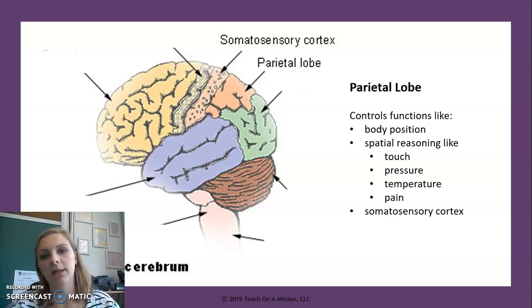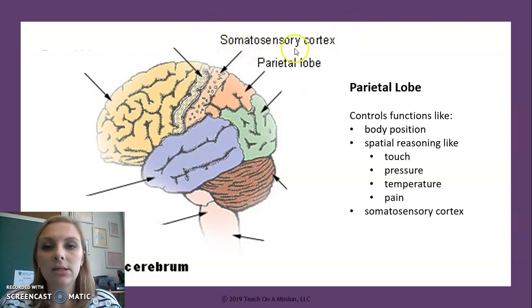Okay, the next one, the parietal lobe. The parietal lobe is behind the motor cortex, and this is going to control things like body position and our spatial reasoning, so touch, pressure, temperature, etc. And it's also partially responsible for, or partially part of, the somatosensory cortex, okay? So the somatosensory cortex is going to be our bodily senses. Soma, remember, means body, and then senses, so body sensory cortex.